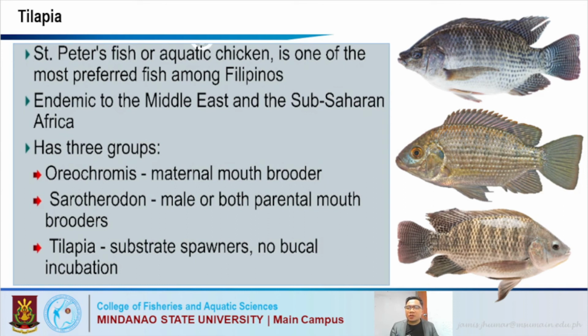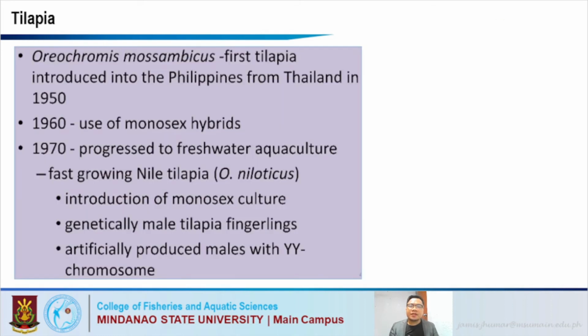Endemic to the Middle East and sub-Saharan Africa, they have three groups, namely the Oreochromis, Sarotherodon, and the Tilapia. So these are the three groups. And then the Oreochromis mossambicus is the first tilapia introduced in the Philippines from Thailand in 1950. It was in 1960 where the use of monosex hybrids was developed, and it was in 1970 where the progress of freshwater aquaculture started. It was noted that the fast-growing Nile tilapia is the Oreochromis niloticus. The introduction of monosex culture was also eventually developed in the early 1970s, while genetically male tilapia fingerlings were also developed, and artificially produced males with YY chromosomes were also commercialized.